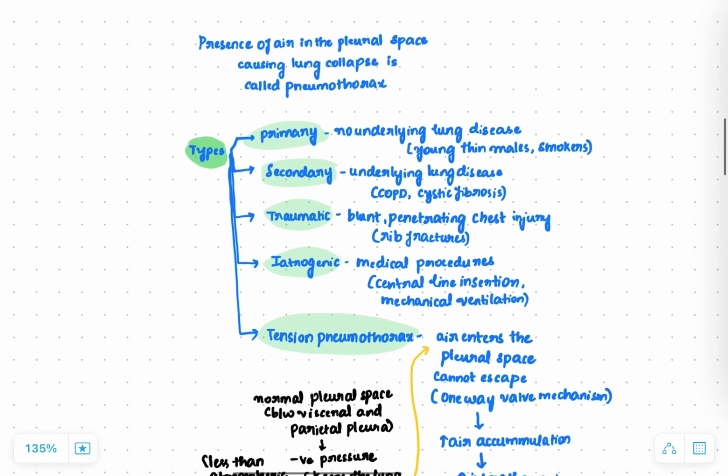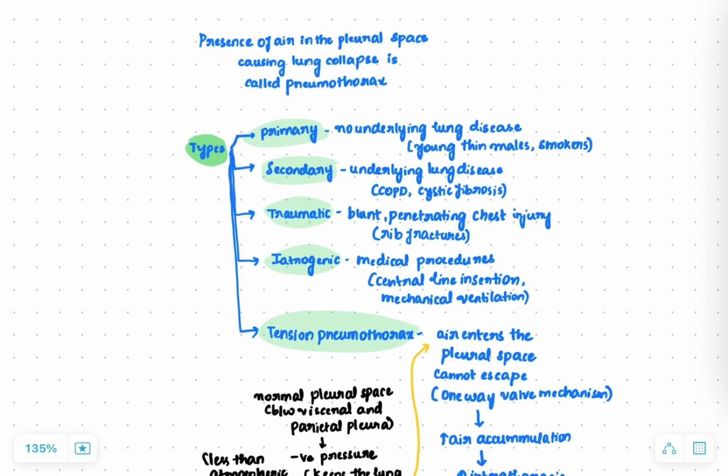Coming to the types of pneumothorax, first type is primary type. Primary means there is no underlying lung disease. It occurs in young thin males and also in smokers. Secondary pneumothorax, there is an underlying lung condition which is leading to pneumothorax. Conditions like COPD and cystic fibrosis can cause this.